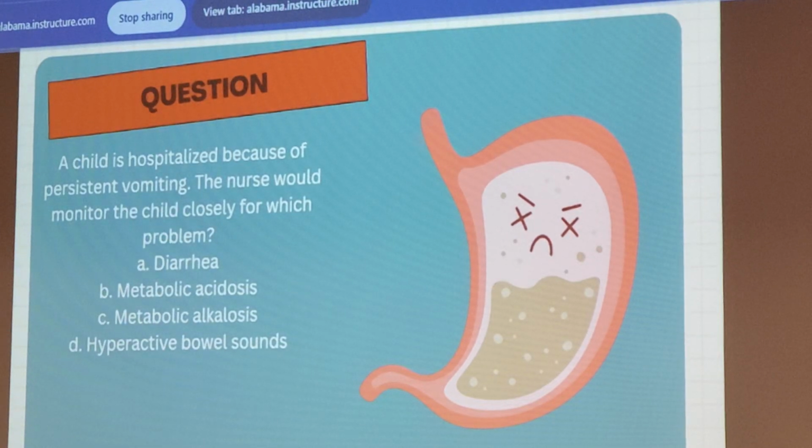A child is hospitalized because of persistent vomiting. The nurse would monitor the child closely for which problem? C, metabolic alkalosis. When we're vomiting, we have that projectile vomiting, we're getting rid of all that acidic content within our stomach. What's left is more basic in nature, so we're going to develop metabolic alkalosis.